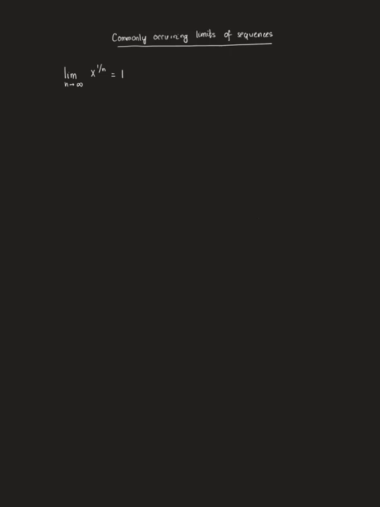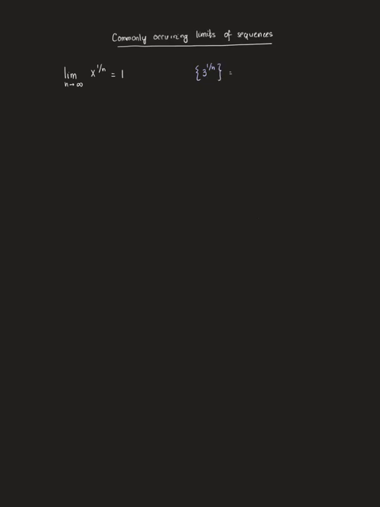So the first limit that I wanted to prove that I didn't have time to prove in class is that the sequence x to the 1 over n, as n gets really large, tends to 1. Let me give you an example of what we mean by this kind of sequence. For example, we might have the sequence 3 to the 1 over n.